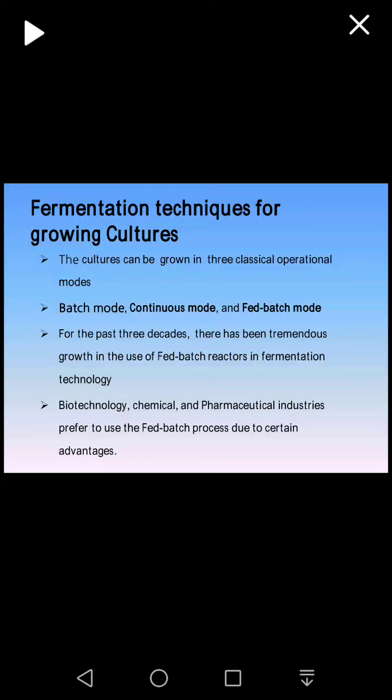For the past three decades, there has been tremendous growth in the use of fed batch reactors in fermentation technology. You can see that in recent years, the third technique of fermentation, which is called fed batch mode or fed batch technique, is being used in the process of fermentation for the production of valuable products. Now the biotechnology, chemical and pharmaceutical industries prefer to use the fed batch process due to certain advantages. There are certain plus points for using this technique, and as a result you get high yield, pure product, and certain other advantages which we will discuss in the coming slides.